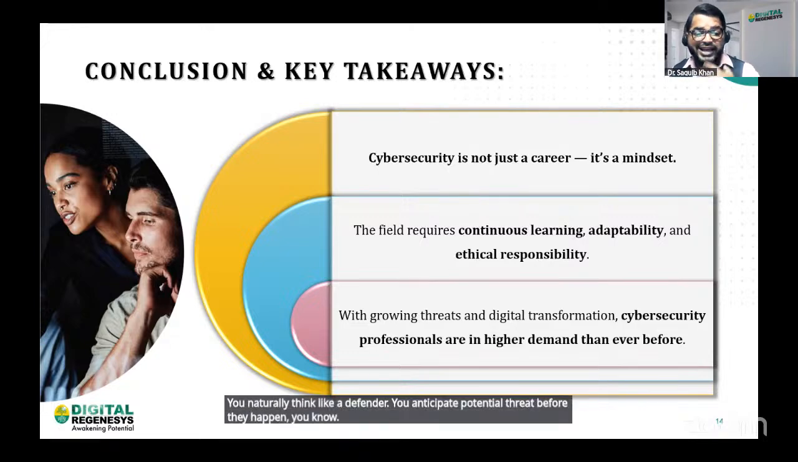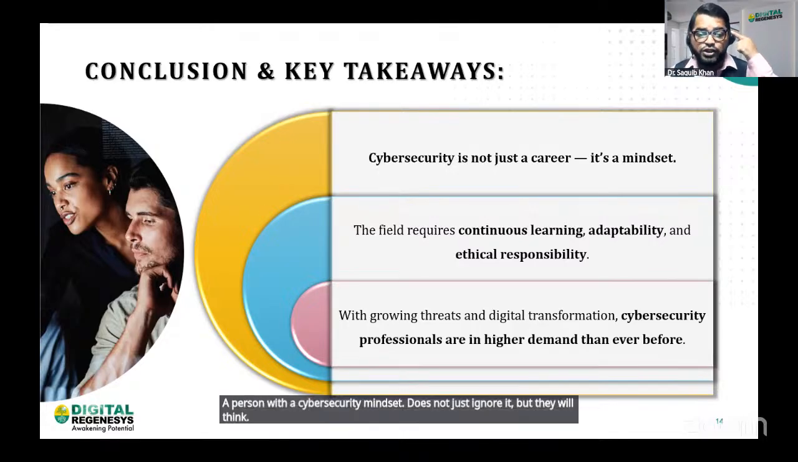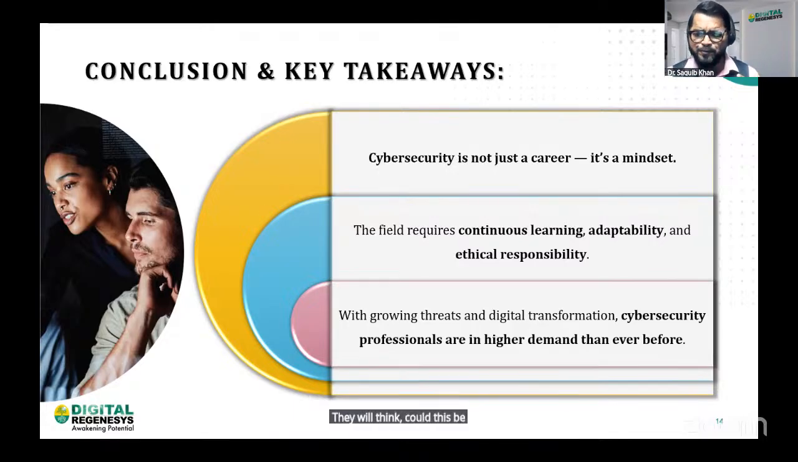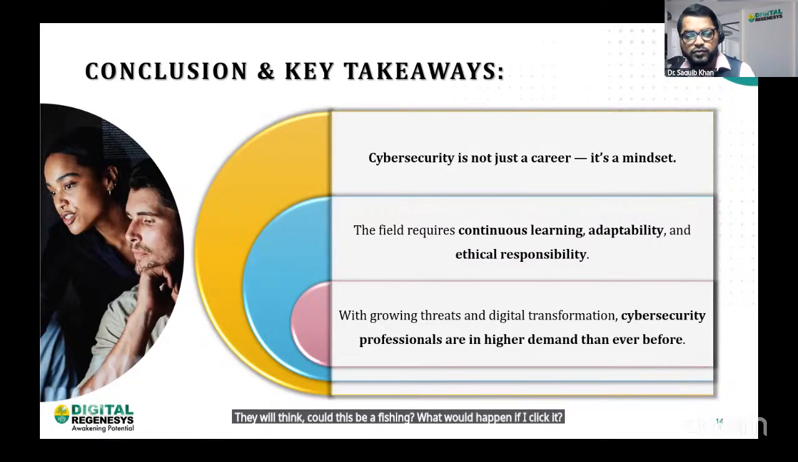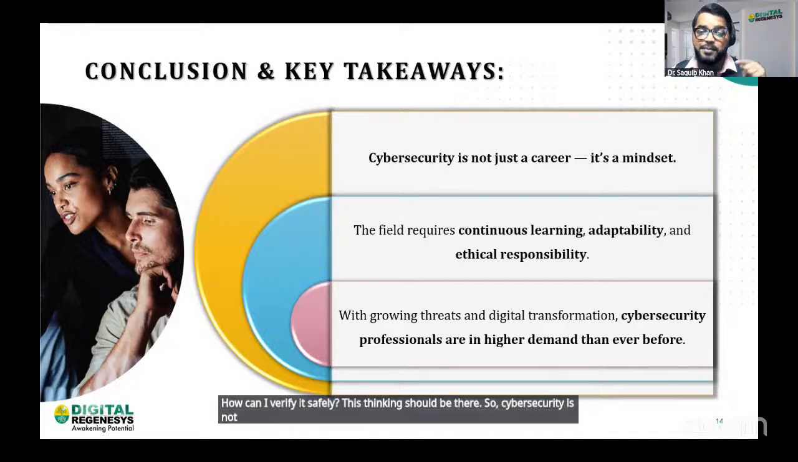So if you see a suspicious email with a link, a person with a cybersecurity mindset does not just ignore it, but they will think, could this be phishing? What would happen if I clicked it? How can I verify it safely? This thinking should be there. So cybersecurity is not just a career, it's a mindset.